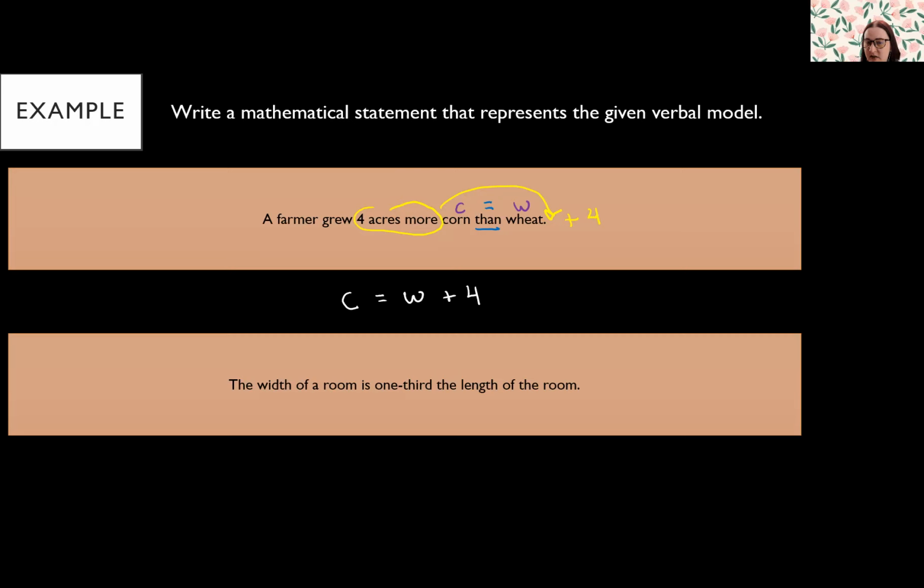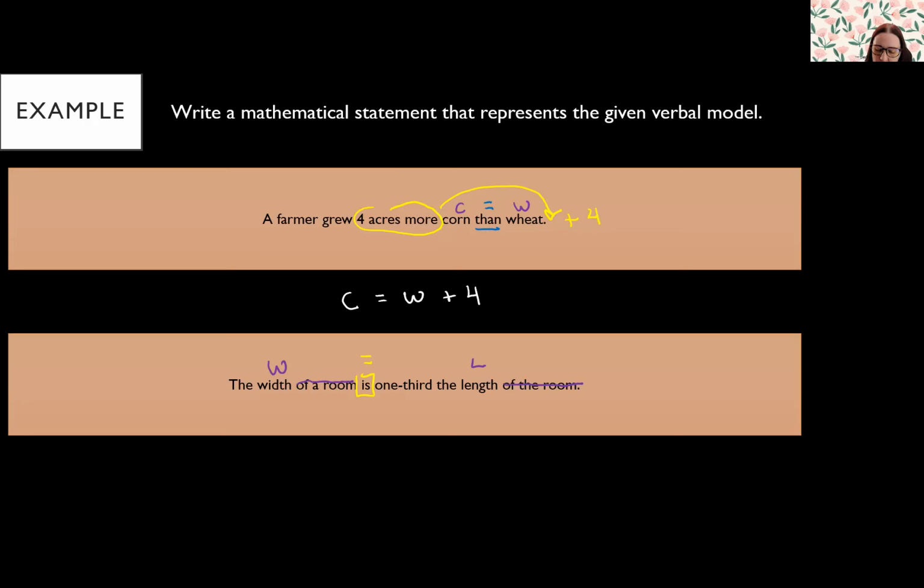The second one we have here is: the width of a room is 1/3 the length of the room. I've got my equal sign, so that's good. This one does have an equal sign that I can stick in. We have 2 unknowns, width, for which I can use W, and length, for which I can use L. So we have the width is, and we can basically ignore the of the room. That's unnecessary here; it's just describing the situation.